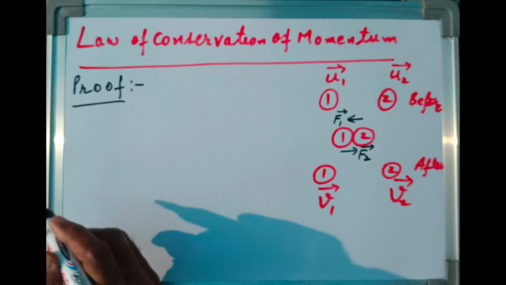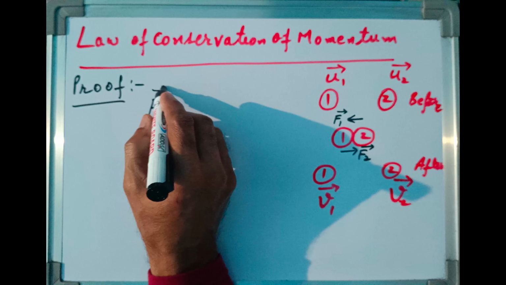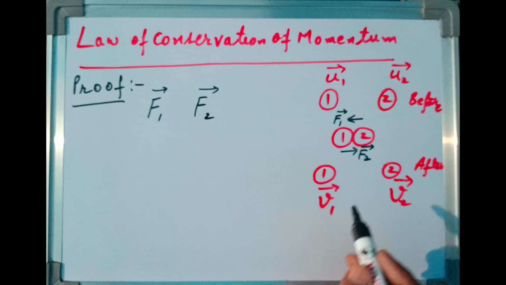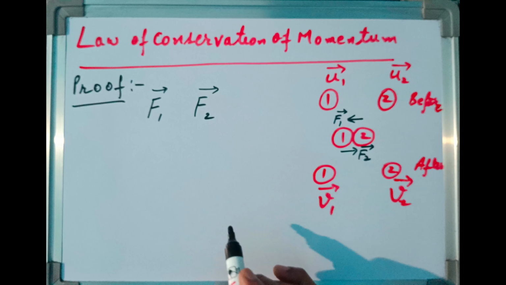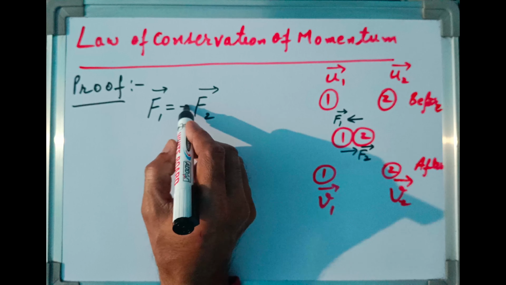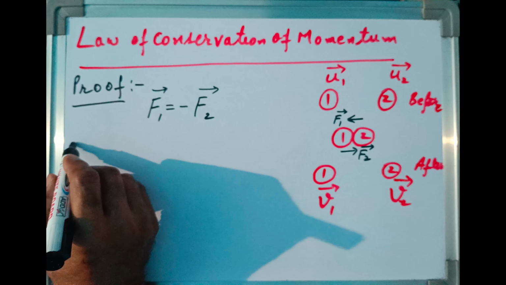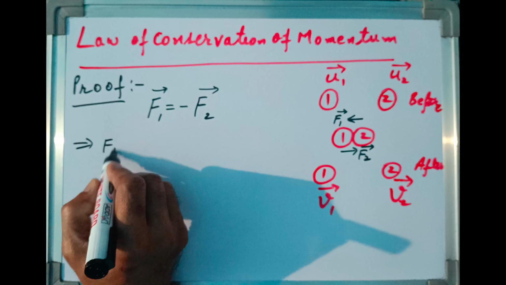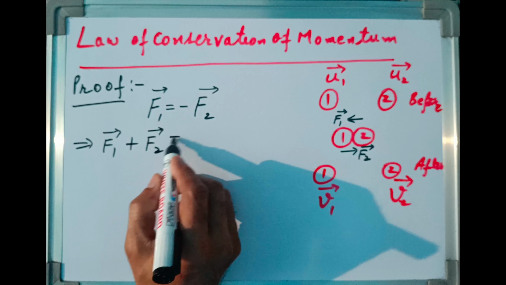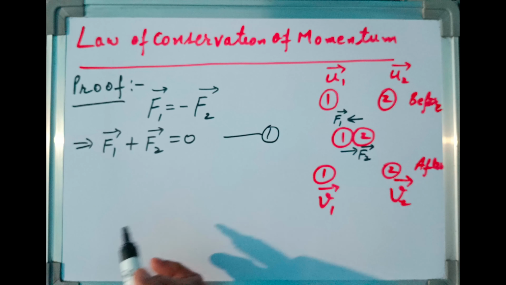According to Newton's third law of motion, these two forces F1 vector and F2 vector will be equal in magnitude and opposite in direction. So we can write F1 vector is equal to minus F2 vector. So this gives us F1 vector plus F2 vector is equal to 0. Let me call it equation number 1.